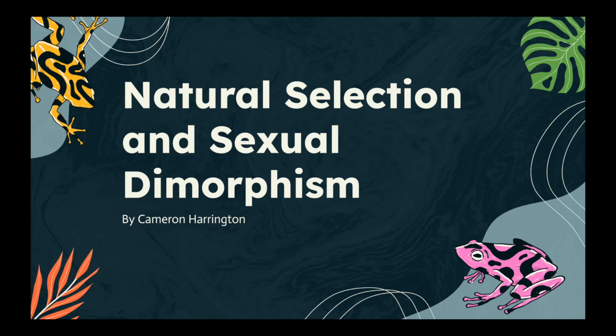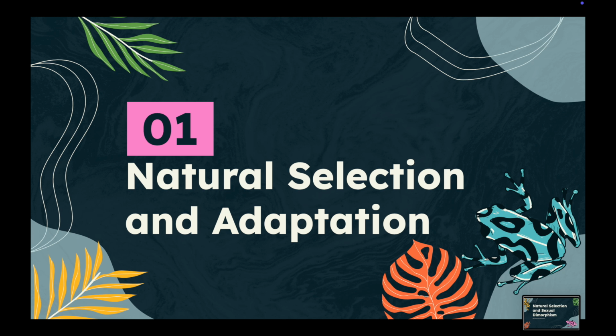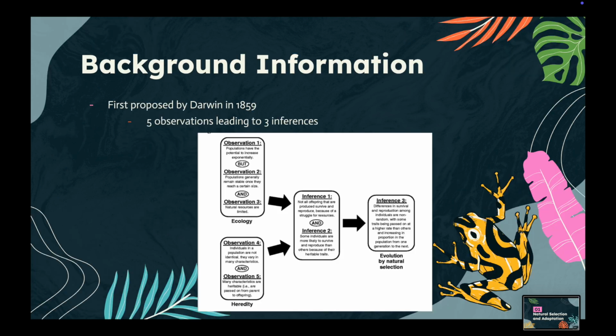Okay, so this is my natural selection and sexual dimorphism final project. So first off, we're going to talk about natural selection and adaptation. For some background information, natural selection was first proposed by Darwin in 1859. He had 5 observations that led to 3 inferences.